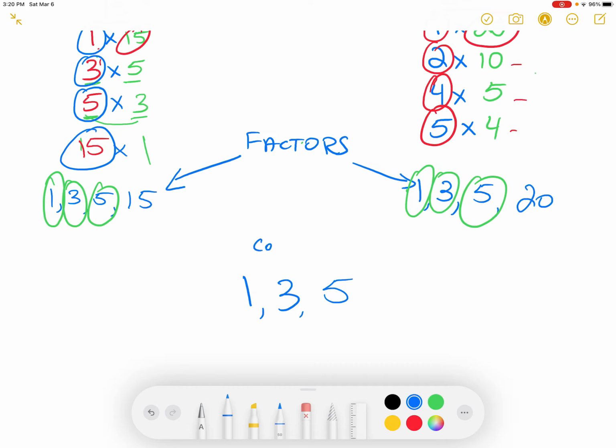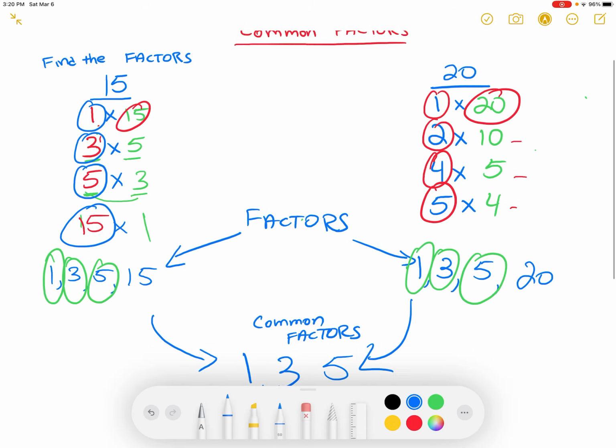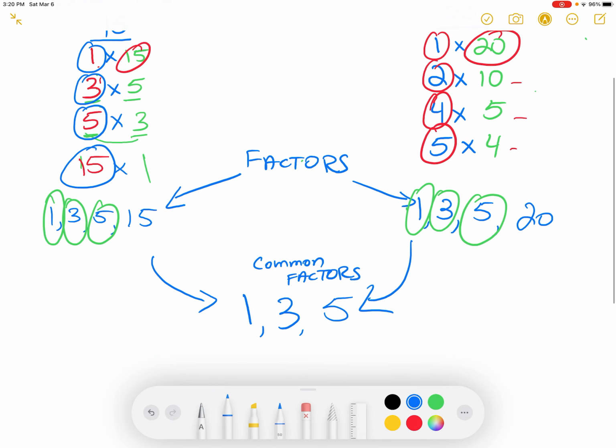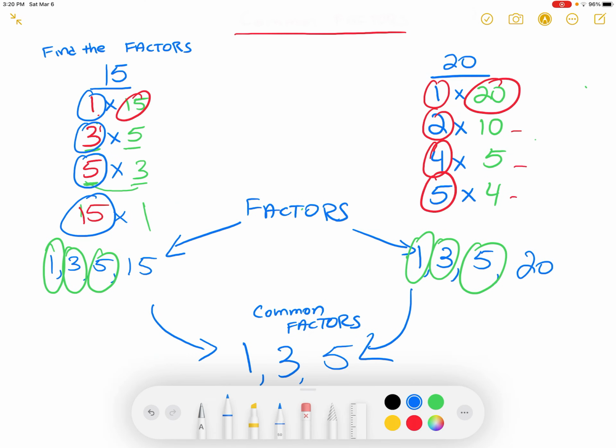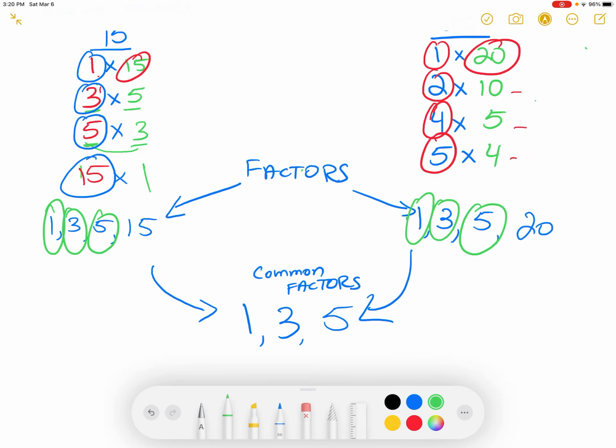We call these three numbers common factors because they are shared by both 20 and 15. 1, 3, and 5 are the common factors between 15 and 20. The factors of 20 are 1, 2, 4, 5, 10, and 20. The factors of 15 are 1, 3, 5, and 15. And together they both share 1 and 5 as common factors.